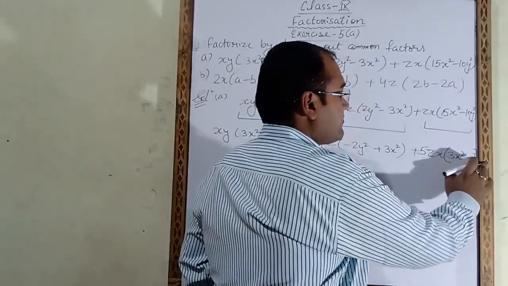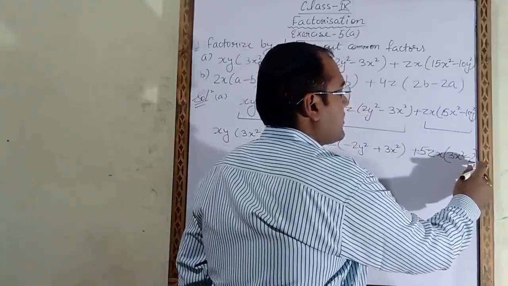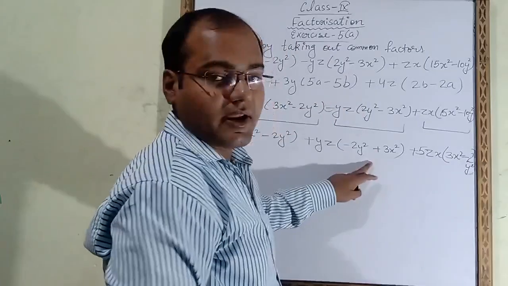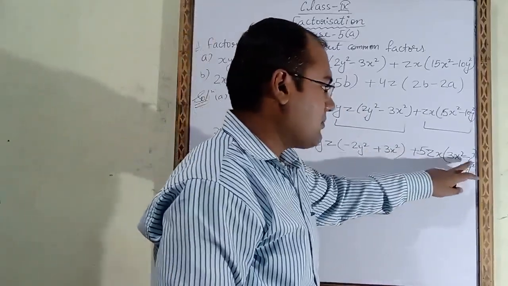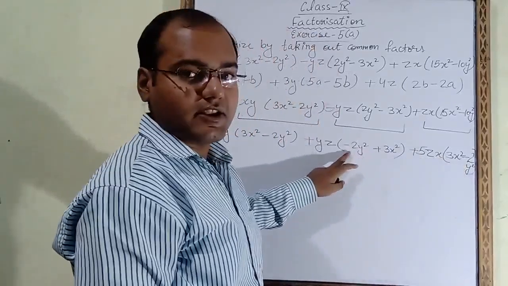Now you can check this with this bracket. This is plus 3x square. Here also we are getting plus 3x square. This is minus 2y square. Here also we are getting minus 2y square.